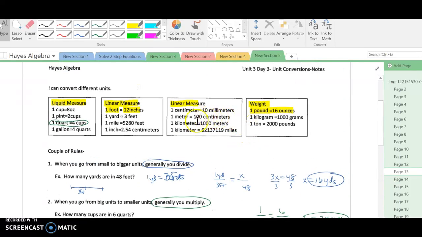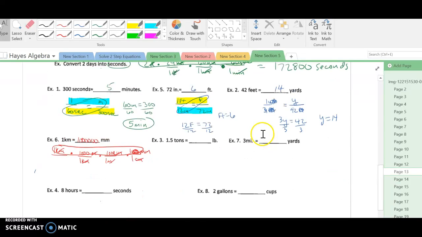Now 1.5 tons. If I look here, 1 ton is equal to 2,000 pounds. So this you could probably do in your head, no problem. 1.5 tons is equal to, right?